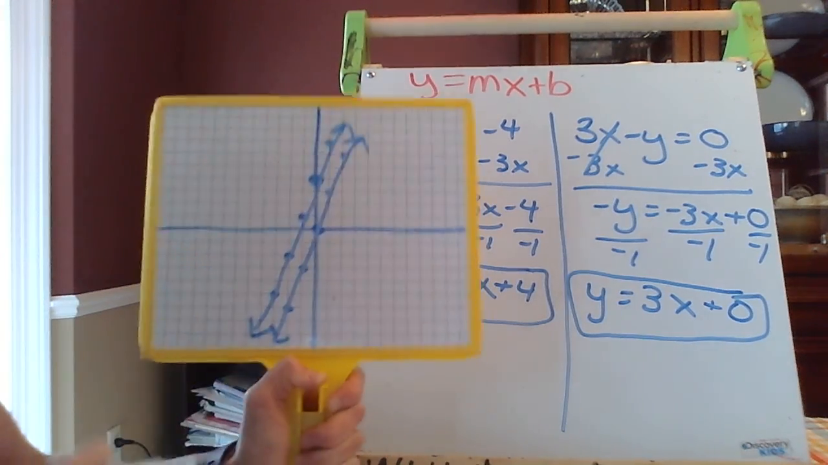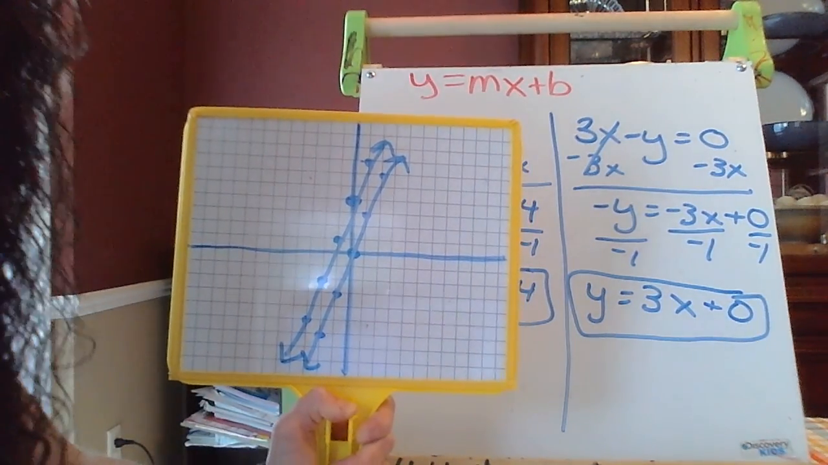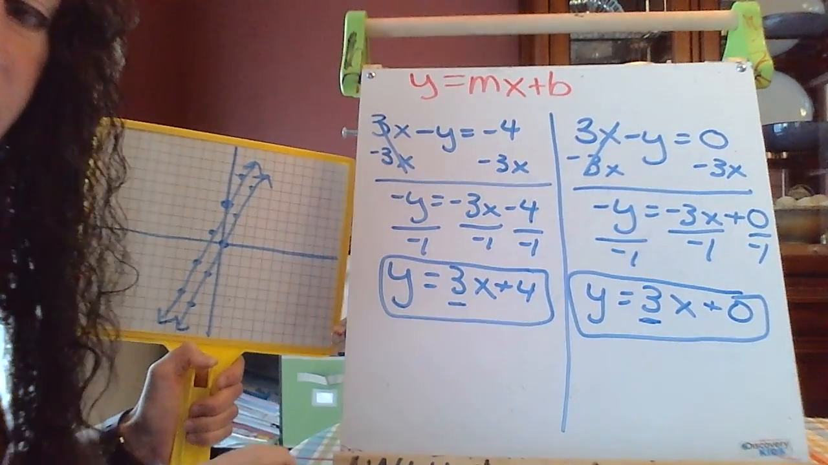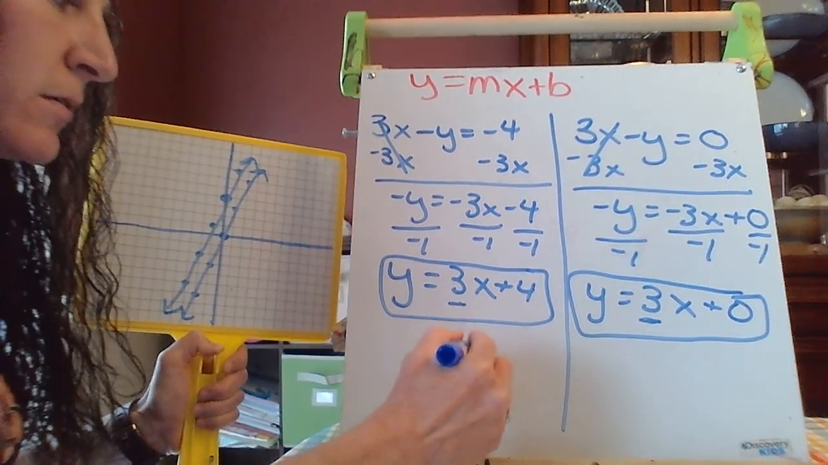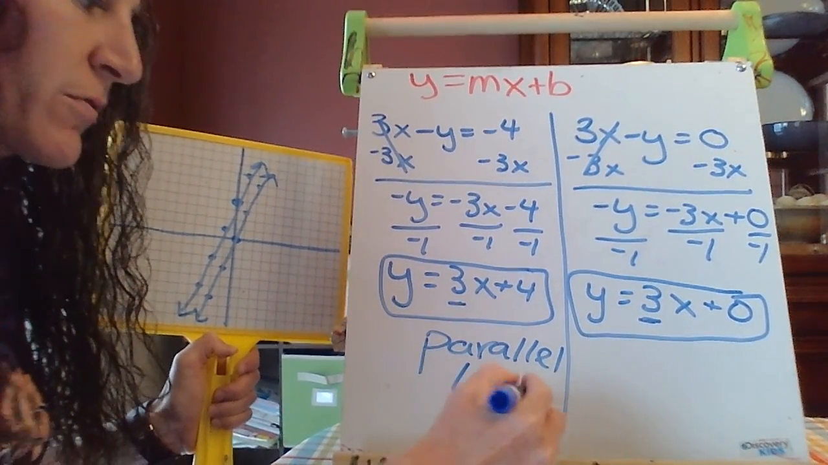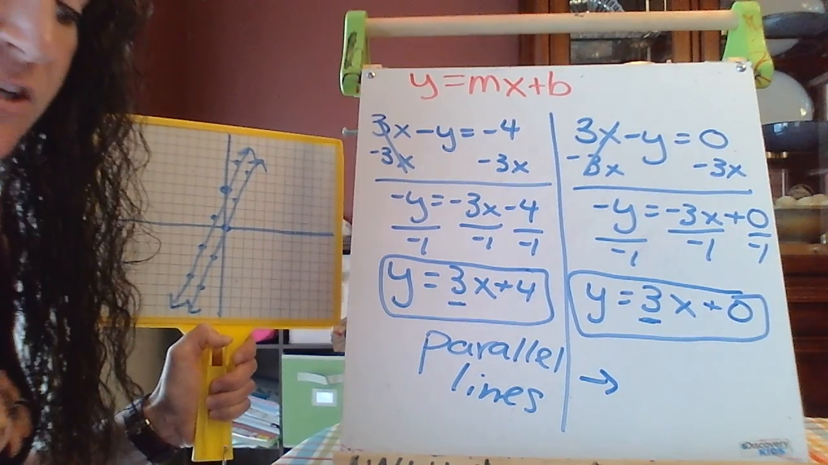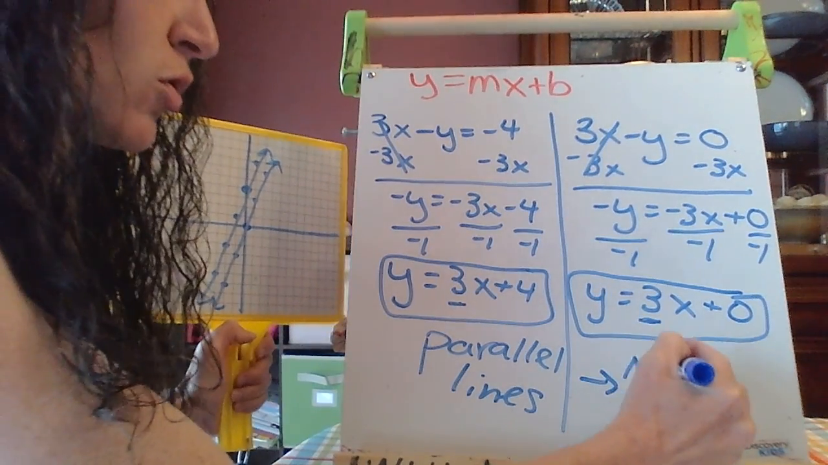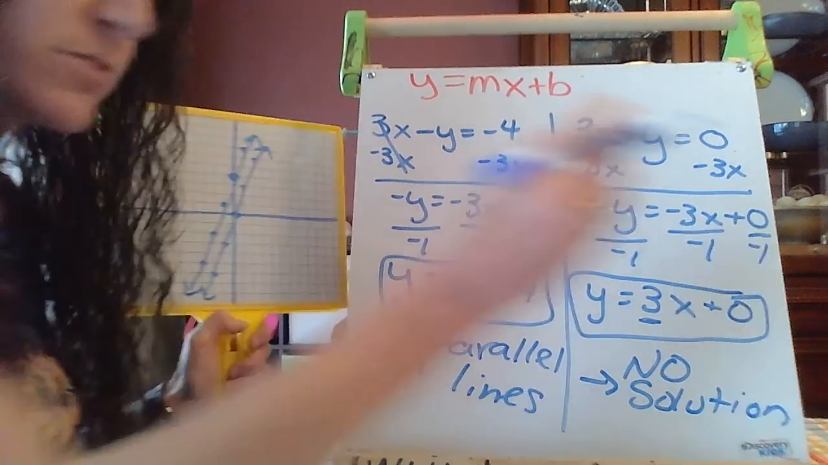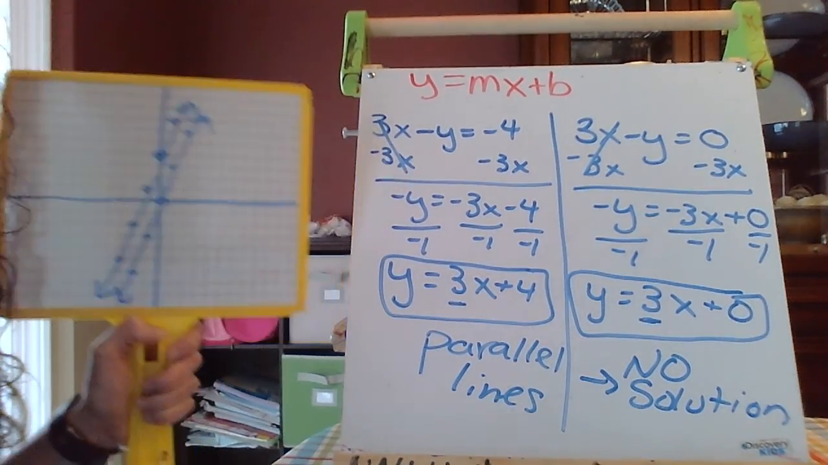Huh. Where do they intersect? They do not intersect. They have the same slope. Lines that have the same slope are parallel lines. We talked about that earlier this year. And so when the lines are parallel and they do not intersect, you have no solution. So that's our second option: they may not intersect. Parallel lines, no solution.